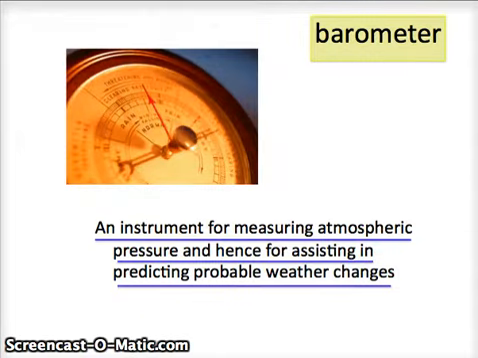Our first word was barometer. Go ahead and highlight that, and its 2 roots, bar meaning pressure and meter meaning measure. An instrument for measuring atmospheric pressure and hence for assisting in predicting probable weather changes. Underline that definition. Since the barometer reading is falling, I'm afraid we may have a storm.